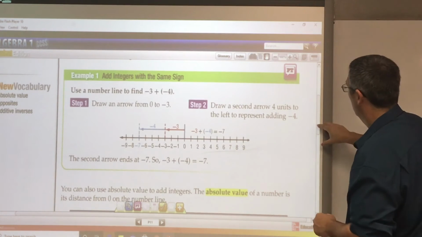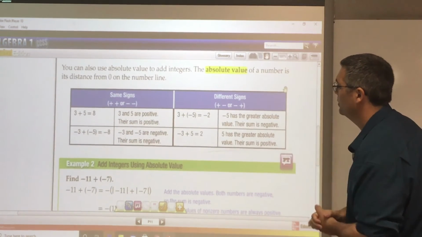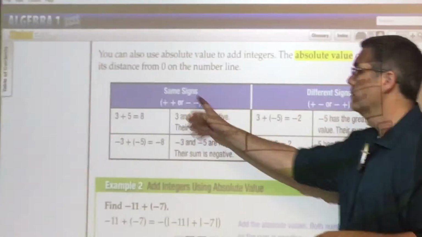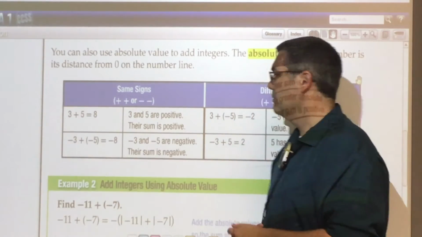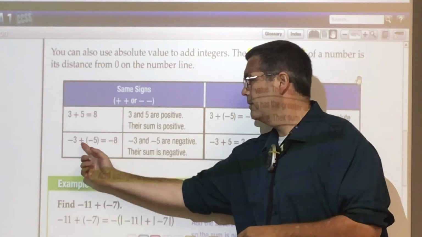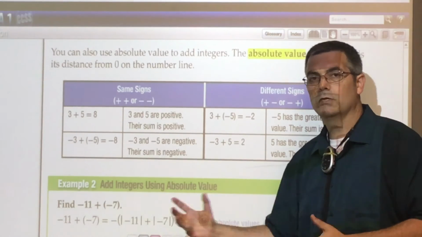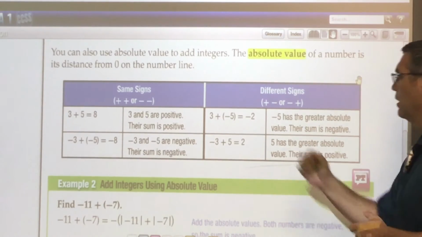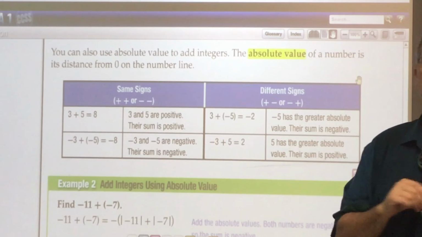We're going to come down here, and they got this box here. It's really pretty good. They go through same signs, and this is the same thing as what I put up over there. 3 plus 5 equals 8. 3 and 5 are positive, their sum is positive. -3 plus -5 equals -8. -3 and -5 are negative, their sum is going to be negative because both of them are negative. And then when you have different signs, 3 plus -5 equals -2. -5 has the greater absolute value. Remember, absolute value is distance from 0.